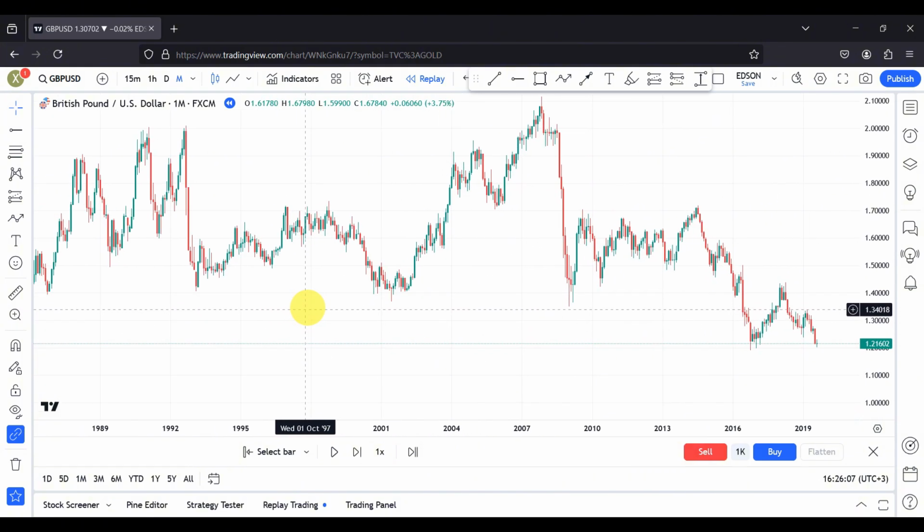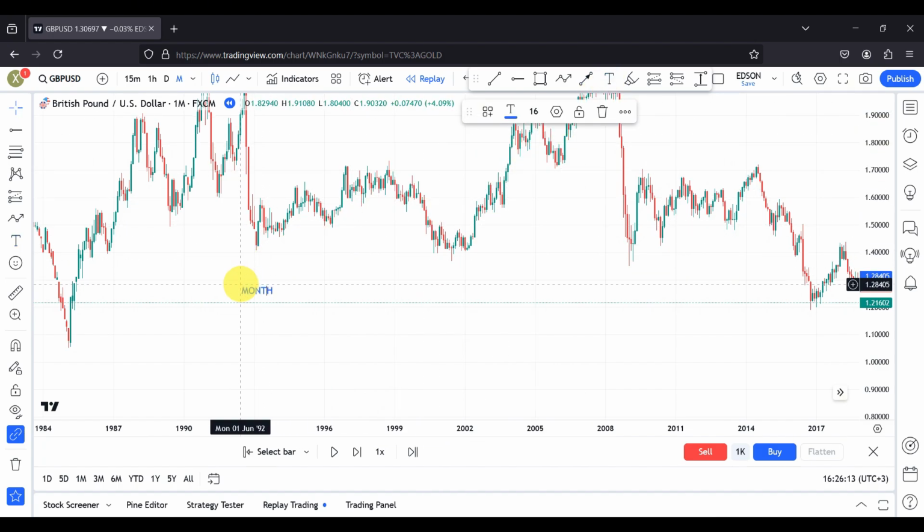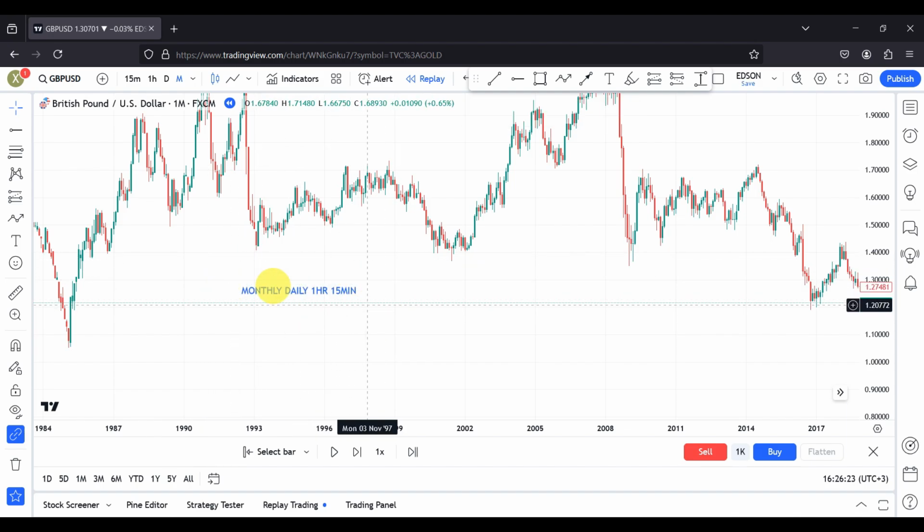In knowing this, first of all, you have to know that you must trade using the following time frames. Firstly, we'll be using the monthly time frame, then the daily time frame, then the 1 hour time frame, then the 15-minute time frame simply for entries. Now all these time frames each have specific functions.